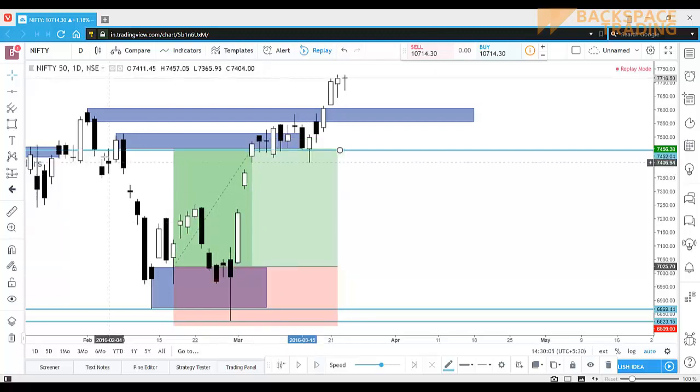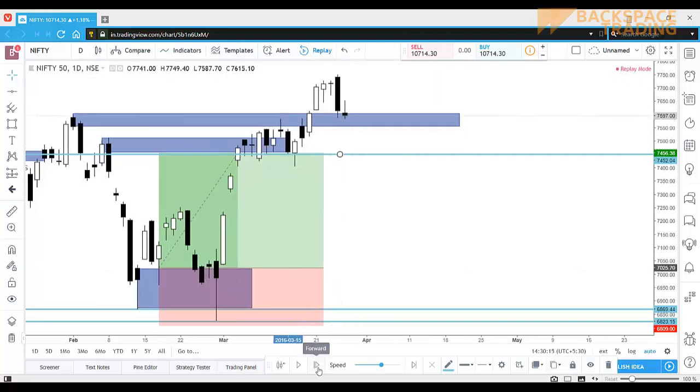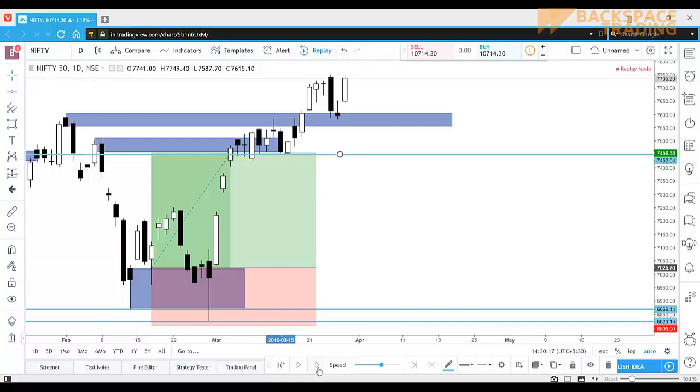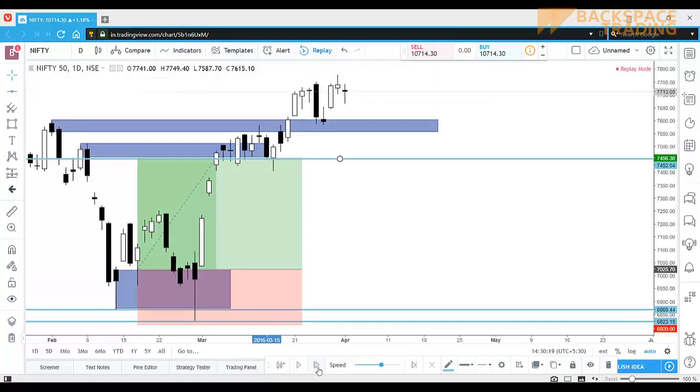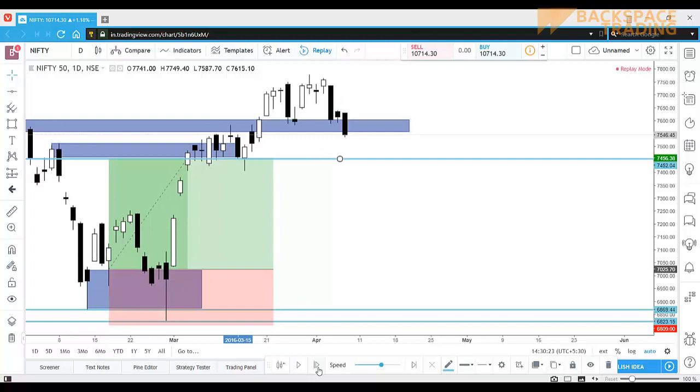Don't worry, you will have another opportunity, because this is your resistance. It got broken out. Now this is a support. Let the price come to you. It came. You can take a buy call over here. See, it worked out. Again, I guess, yeah, this time you got taken out. For the first trade you got a win.